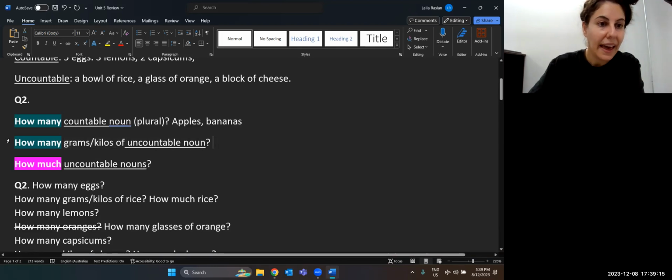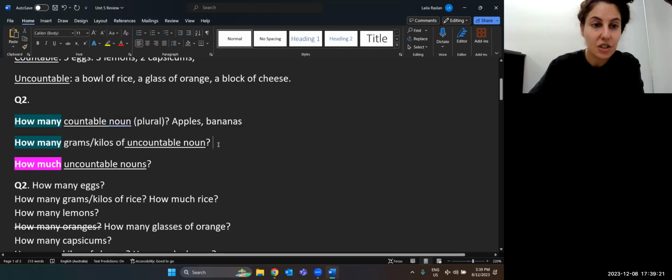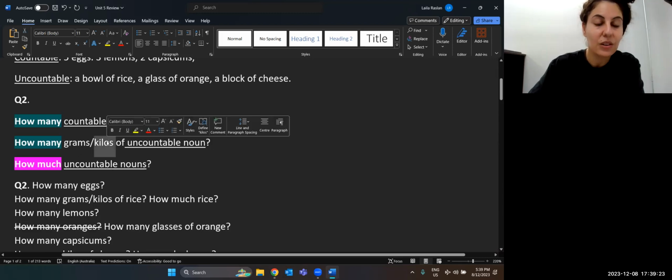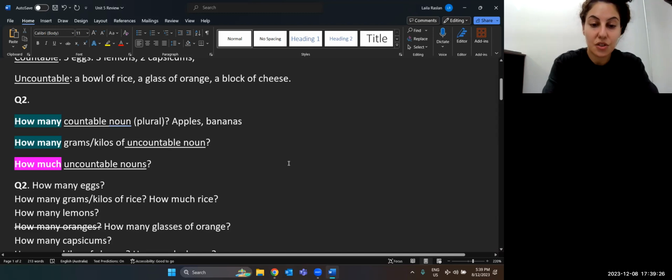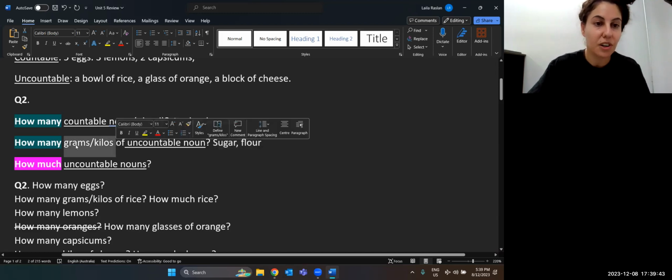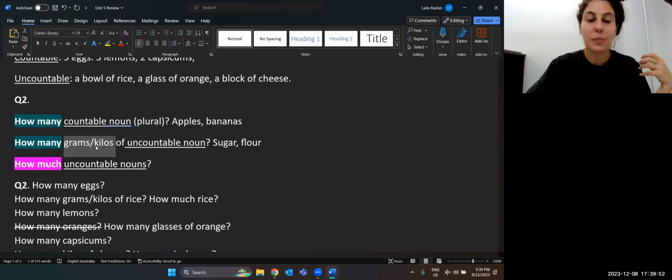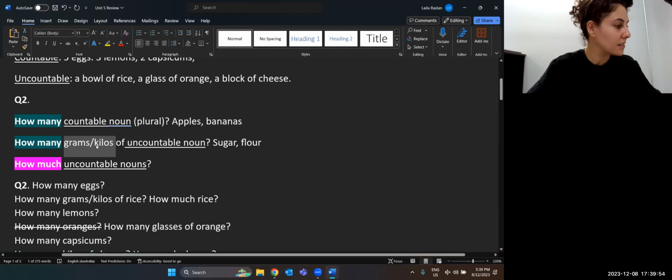So, for example, how many grams of rice do you want? How many kilos of sugar do you want? How many kilos of flour do you want? So can you see that these nouns, they are uncountable. There is no S, but you must put these words before it. Maybe tin. How many tins of something do you want? How many glasses? How many cups of something? How many grams, kilos?